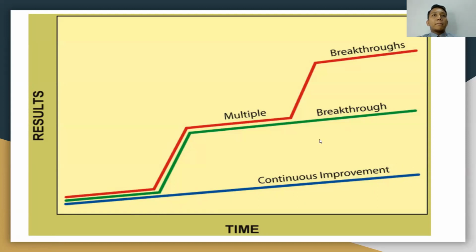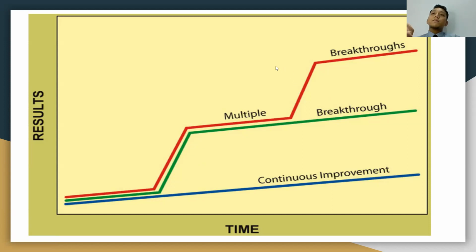So how about the breakthrough? For the breakthrough, you can see the green line, where the improvement is made only once in a while, but when the improvement happens, it becomes a very big improvement, right? Around here, the line suddenly increases, and then it continues on the same basis until the next breakthrough.